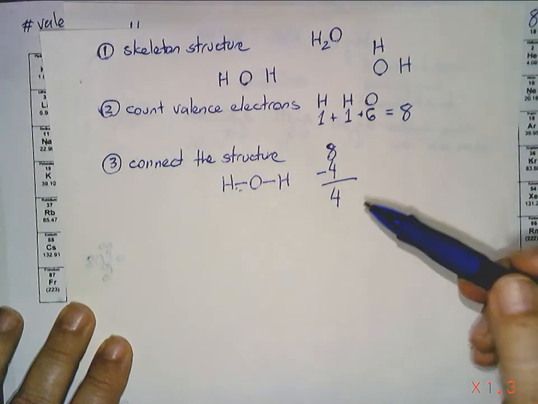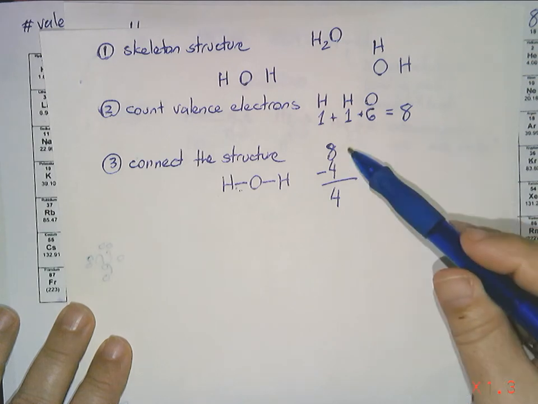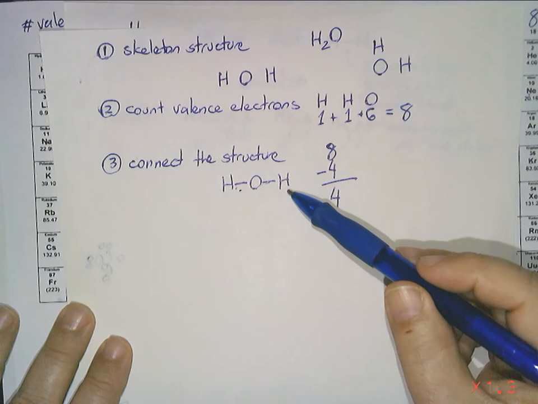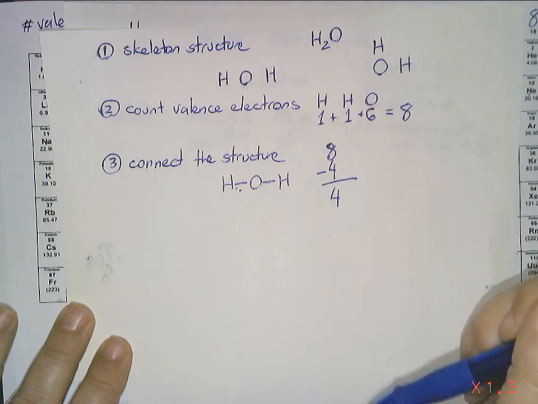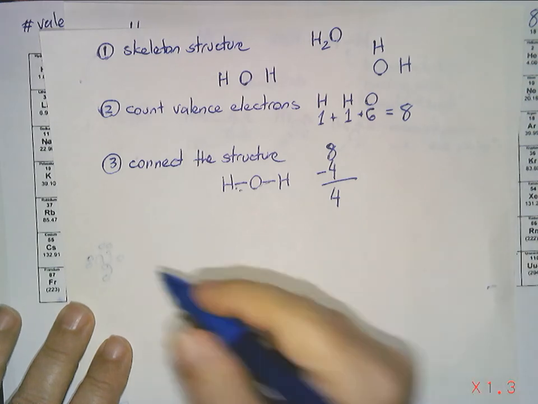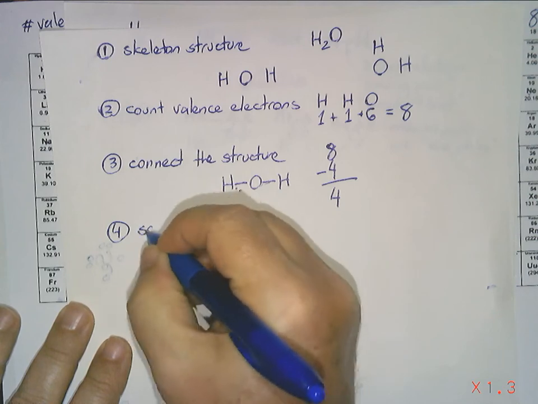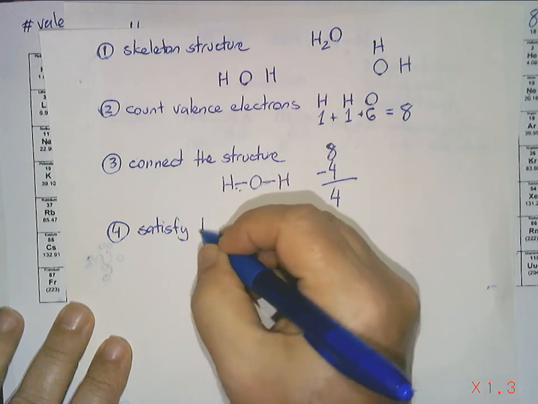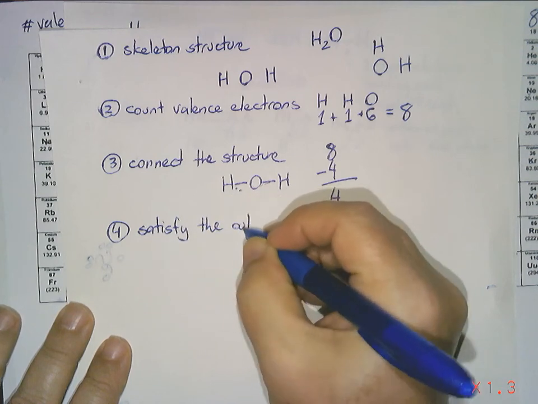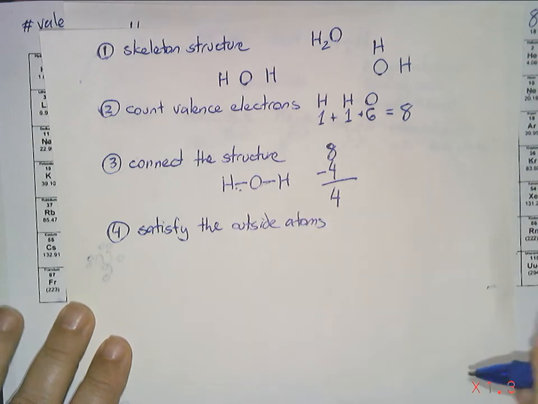Now as I do this recipe, I have to bookkeep the electrons. So you start off with your initial count. Every stick you draw to connect the structure is going to take away a pair. So I took away 2 pair of 4, and now I've got 4 left. The next thing I'm going to do is satisfy the outside atoms by dumping valence electrons on them if they want any more.